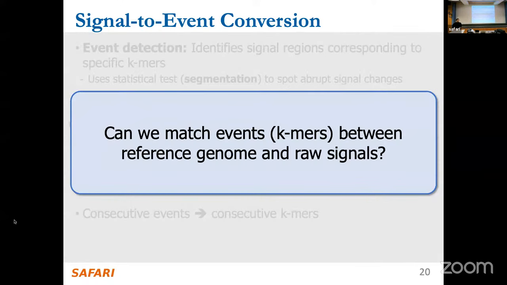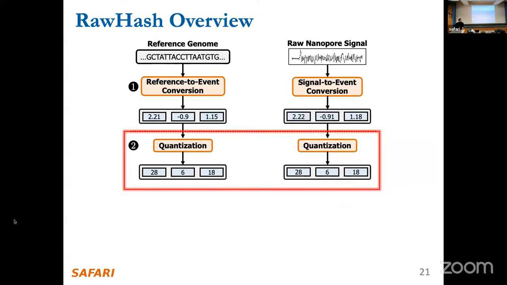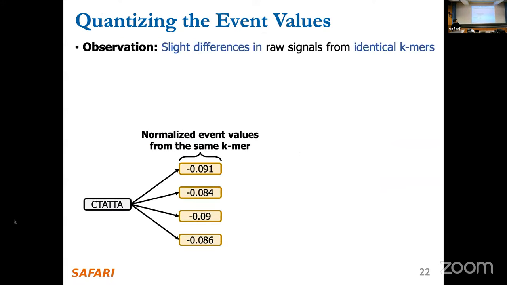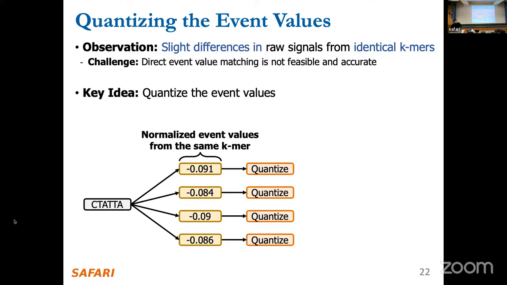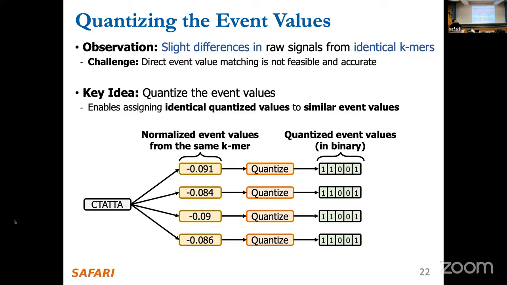So the question is, can we now match these events, which are essentially k-mers, between the reference genome and the signal to identify the similarities? The answer is going to be no, which we're going to describe in the next quantization step. Remember our observation: there are slight differences in the raw signals from identical k-mers because of the noise from nanopore sequencers. This means that we cannot directly match these event values to each other, which is not feasible or accurate. You're not going to find many matches due to these variations. So the key idea is to quantize these event values so that we can assign an identical quantized value to similar event values.